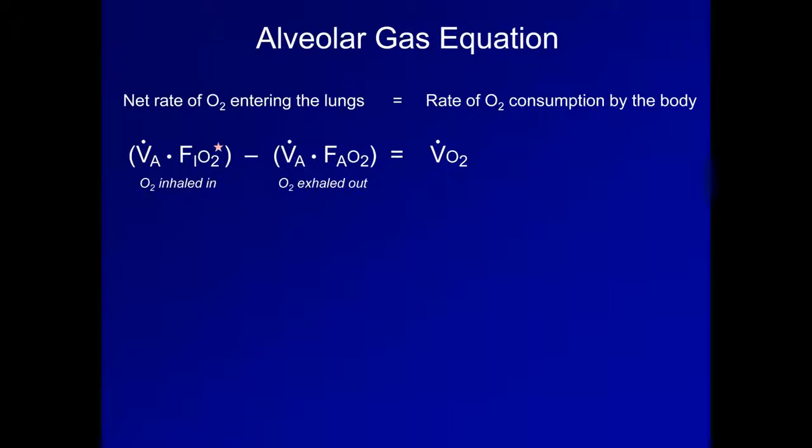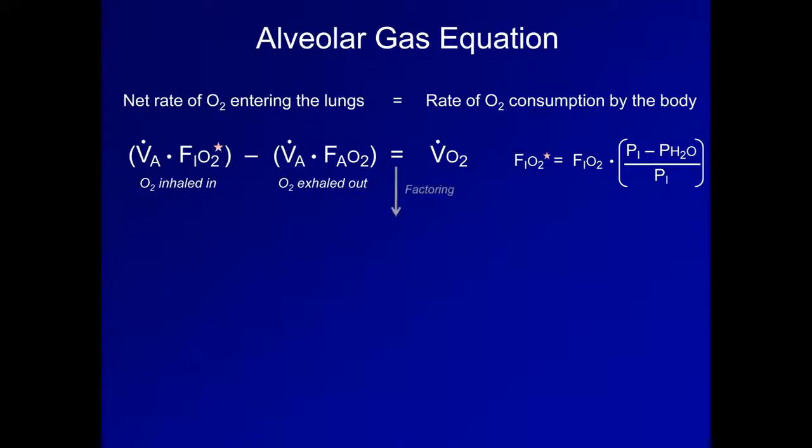Since this decrease in each of the other gases is proportional to the relative concentration of water vapor, FiO2 star is equal to FiO2 times the total pressure of inspired air, or P sub I, minus the partial pressure of water vapor, all divided by P sub I. We'll need to come back to this definition of FiO2 star at the end of our derivation.